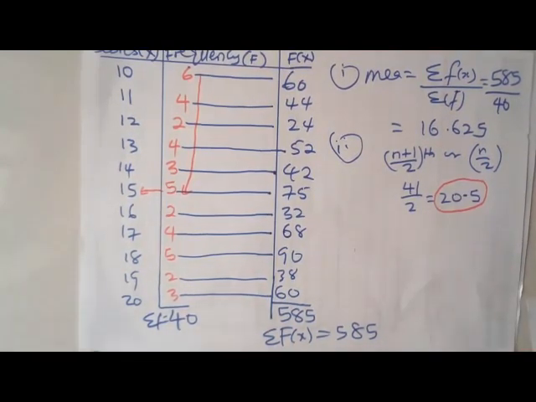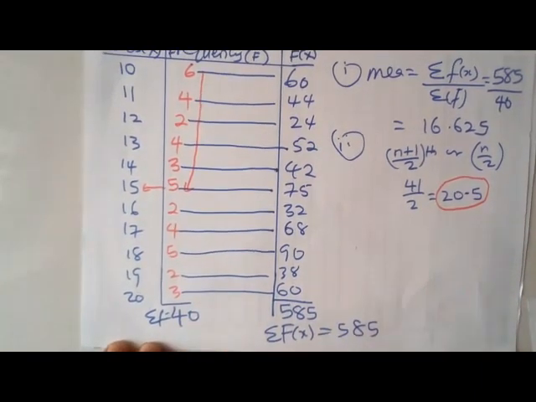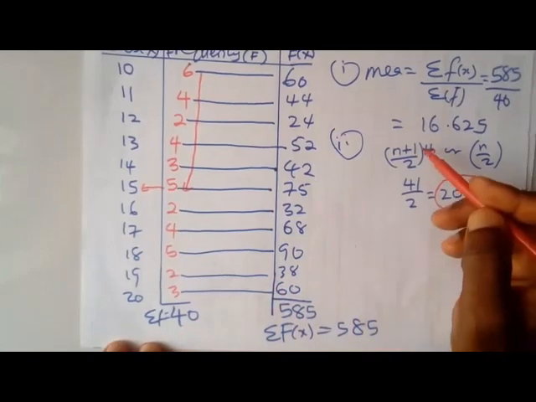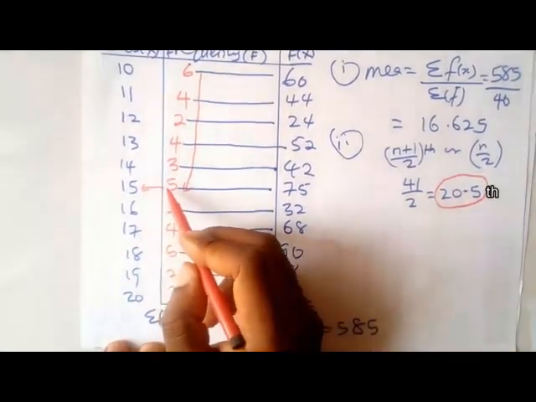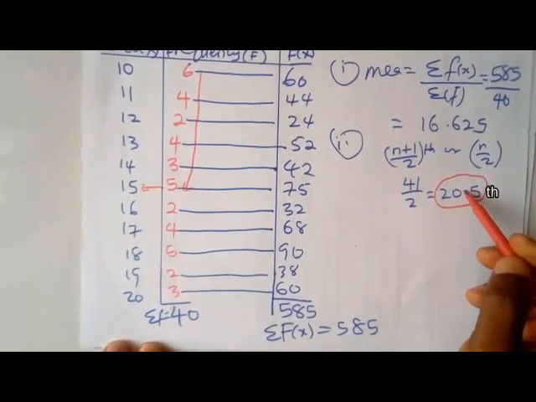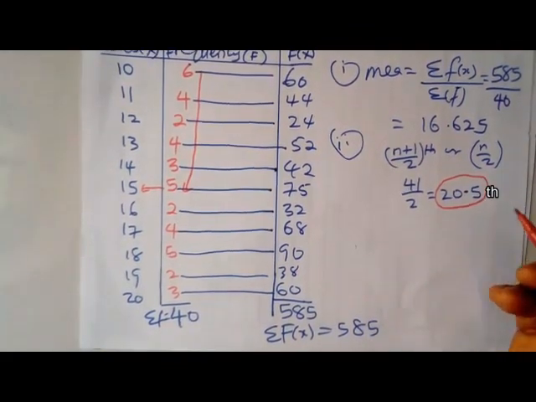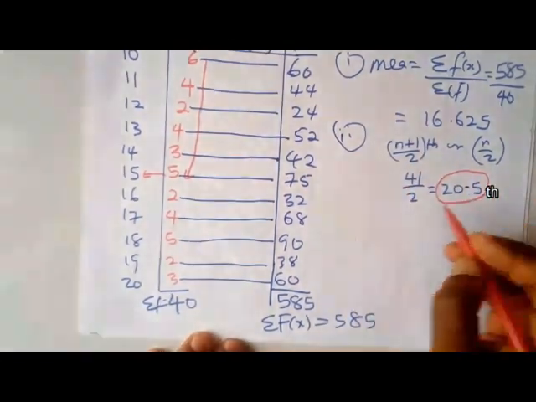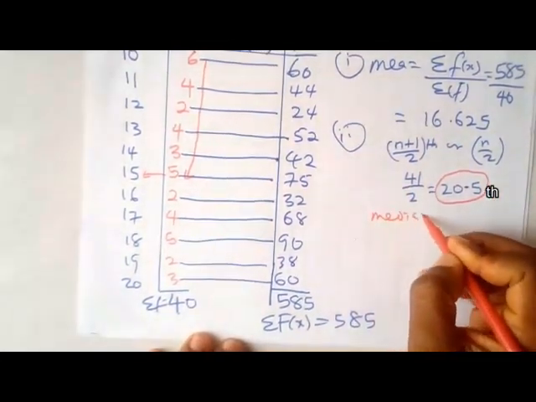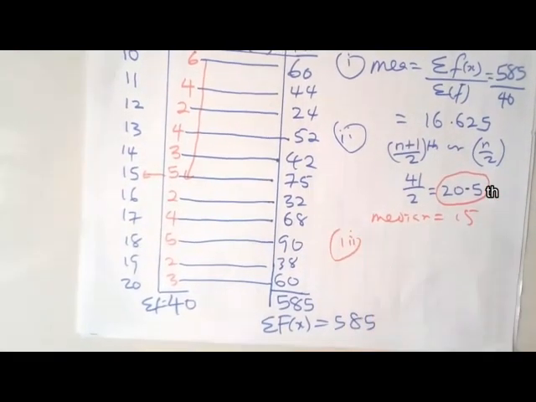To find the median, you always look at the frequency. Don't just divide by 2. If it is even, add 1 to it, then you divide by 2, then you trace it. Where does it lie? It must not be exactly 20. Anywhere this number falls, that is where the median can be found. So we have gotten the median. The median is 15.